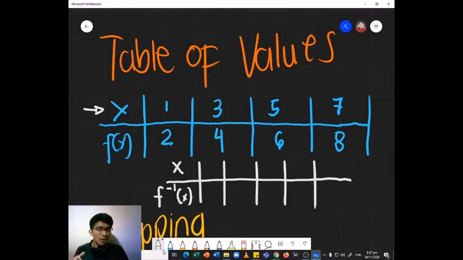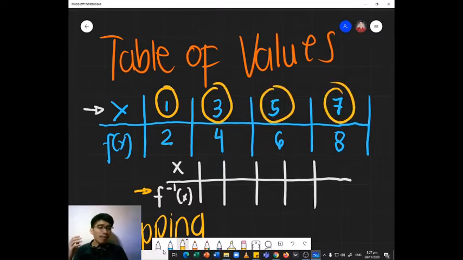So for the inverse, this 1, 3, 5, 7 will be written in the y variable. So in this inverse table of values, this is our y variable. That means 1, 3, 5, and 7 will be written here. And the 2, 4, 6, and 8, which was our dependent variable, the f of x, will be written as our independent variable this time. So this is now 2, 4, 6, and 8.